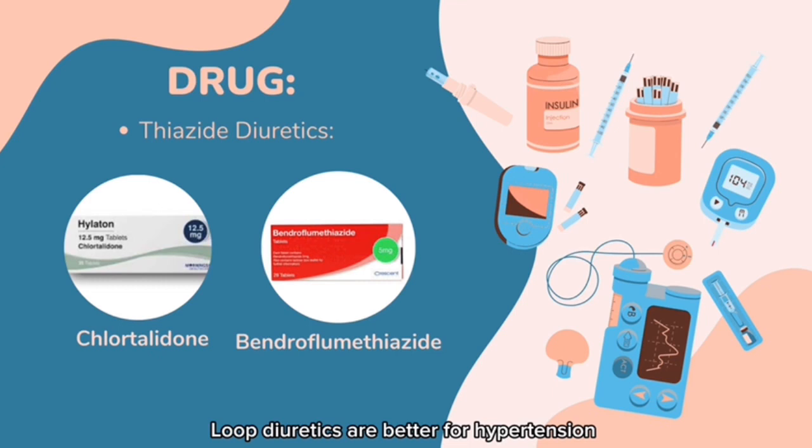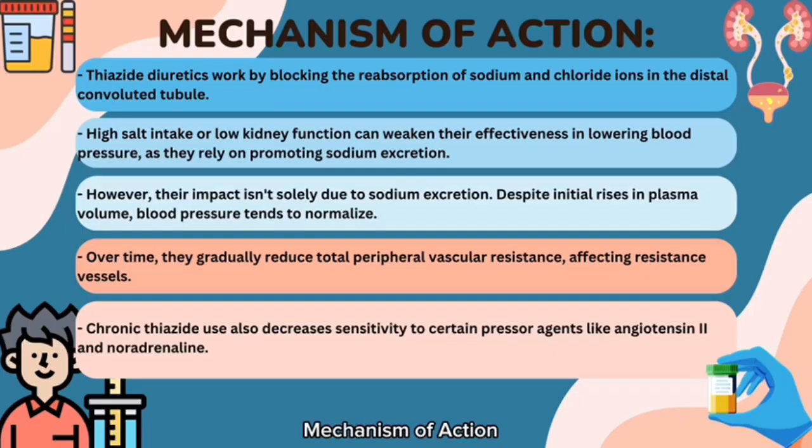Loop diuretics are better for hypertension with kidney issues or heart failure. Mechanism of action: thiazide diuretics lower blood pressure by blocking sodium reabsorption in the distal convoluted tubule, promoting sodium excretion. Despite initial plasma volume increases, blood pressure normalizes over time. They also reduce peripheral vascular resistance and sensitivity to pressor agents with chronic use.